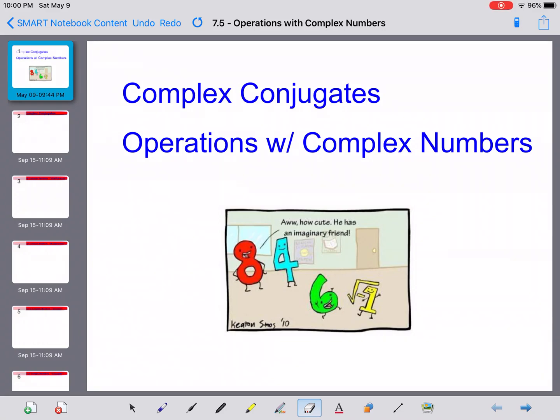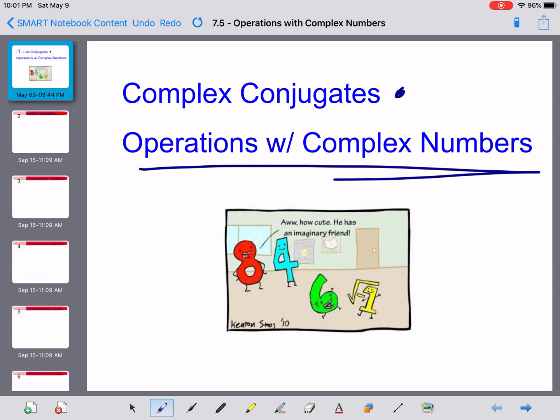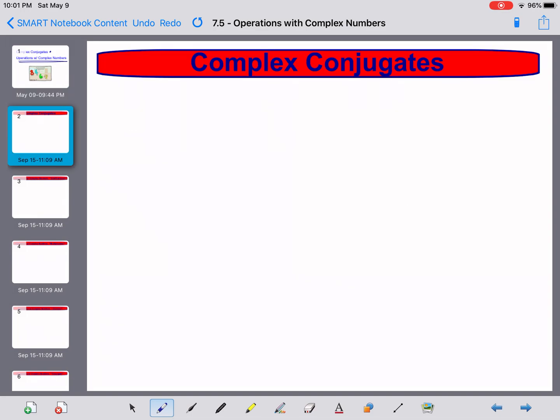Oh, hello there, everybody. Today we're going to be talking about complex conjugates and operations with those complex numbers. So we're going to need these complex conjugates to be kind of successful with the overall operations, especially when we're dividing. So let's get into the first part of what a complex conjugate is.